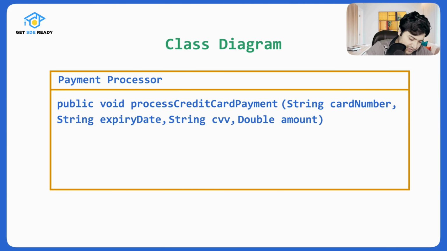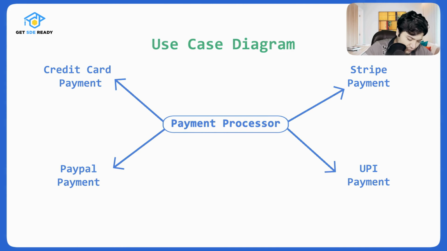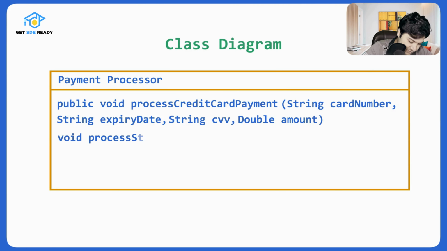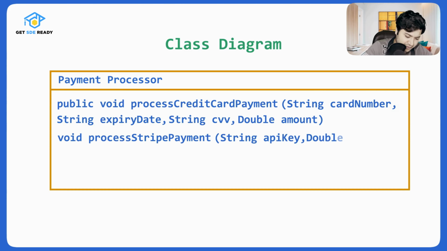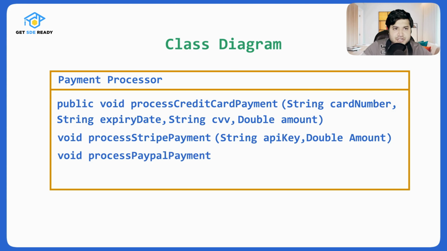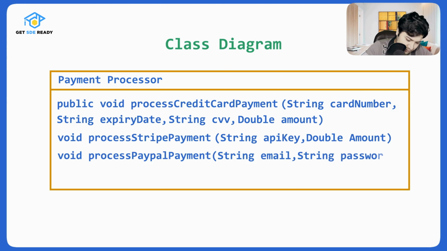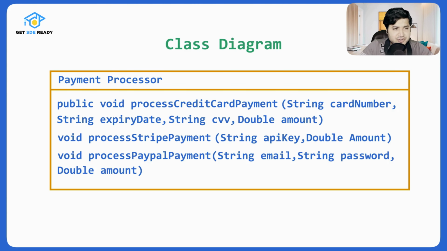Now, Stripe and PayPal. Let's make the other two functions, void process Stripe payment. Generally Stripe takes an API key, right? So API key, and of course we would take an amount. And the other is process PayPal payment. While processing PayPal payment, I think it takes email, password, and amount, right? So string email, string password, and double amount. This should be the class diagram, I feel, for payment processor. If there are more functions which you want to add to it, you can add. I think we are pretty much done with the class diagram.